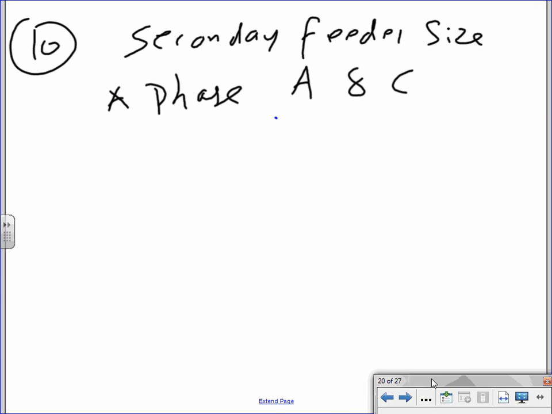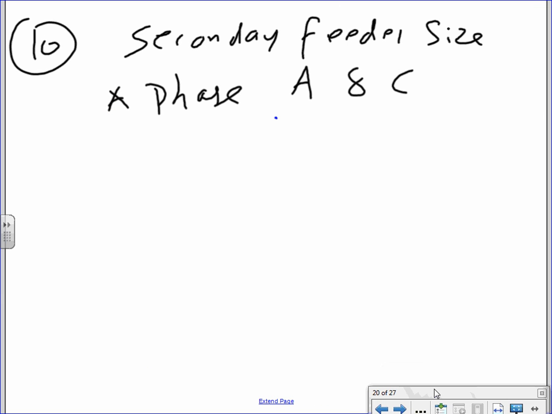Okay, so let's go to the secondary side. The secondary side, guys, is no different. Let's do A and C first. For A and C, I'm going to say I secondary line for A and C. Do you guys remember, it was 1, what was it? 1163 or 1164 right here?